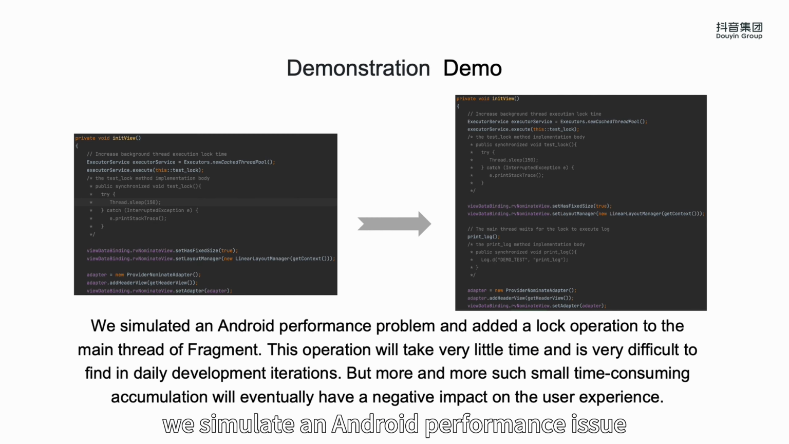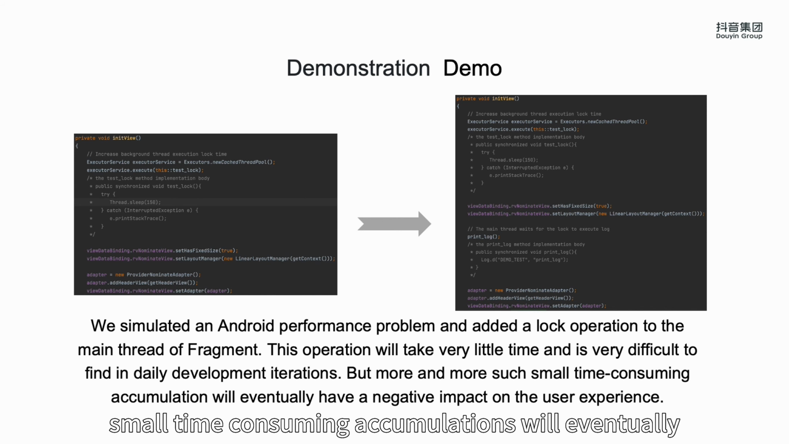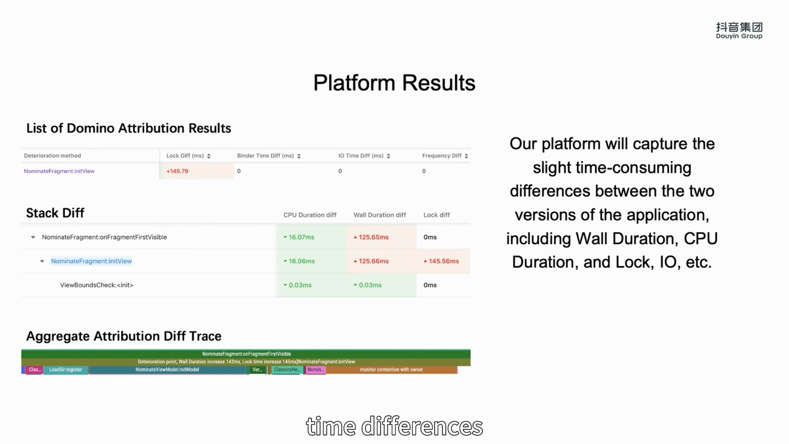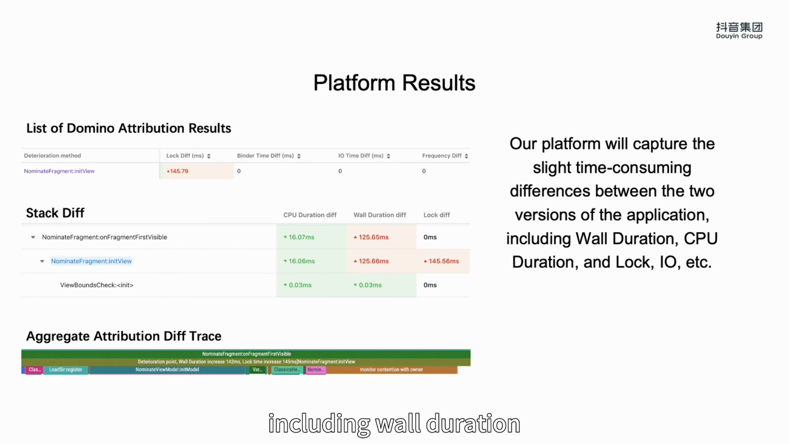We simulate an Android performance issue by adding a lock operation to the main thread of the fragment, which will be very minor and difficult to be discovered in daily development iterations. However, more and more such small time-consuming accumulations will eventually have a negative impact on the user experience. Our platform captures the minor time differences between two versions of the application, including wall duration, CPU duration, and lock, I/O, and so on. Next, I will actually demonstrate it.